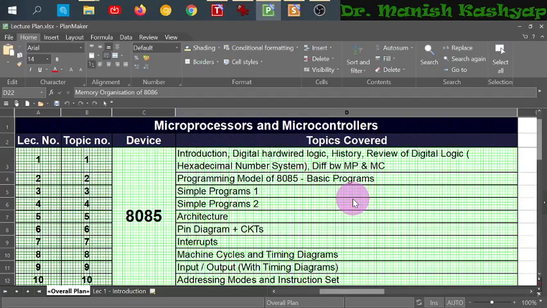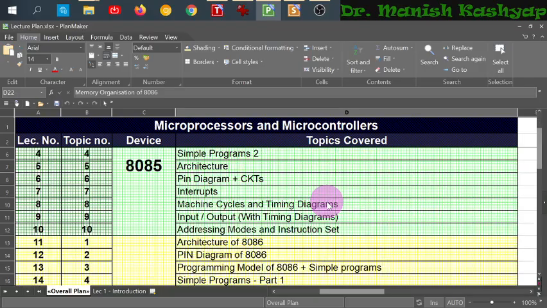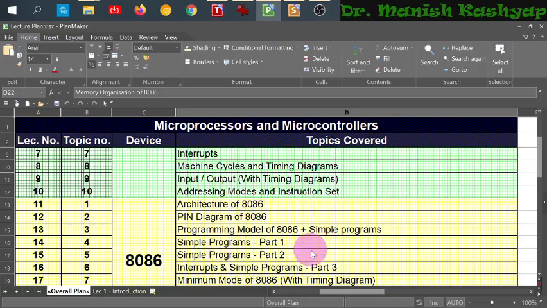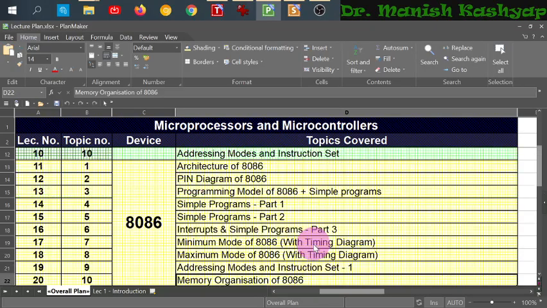You can see here we have completed 8085 first in great detail. However, we didn't bring the interfacing topic there because I saved it for 8086. So we have dedicated 10 lectures for 8086. We started with architecture, where we studied the internal hardware construction of 8086 and the role of each and every element there.